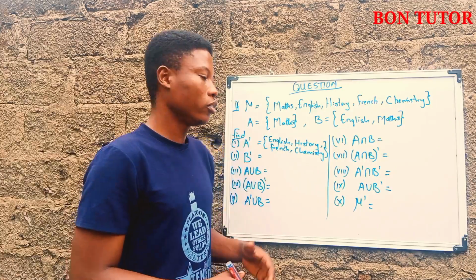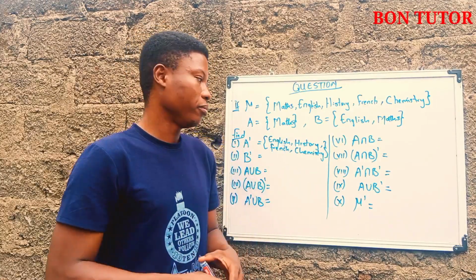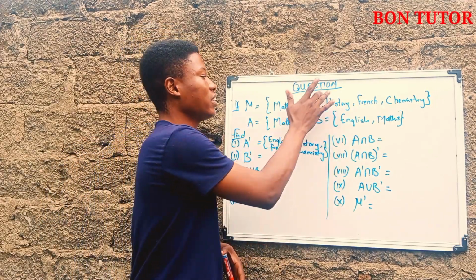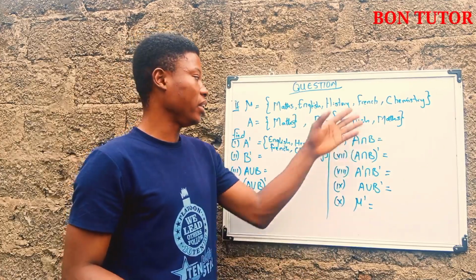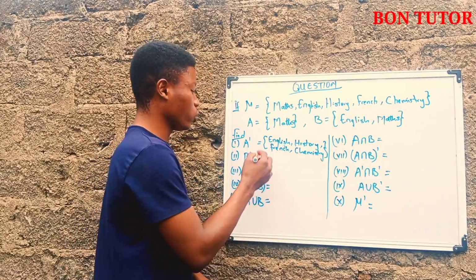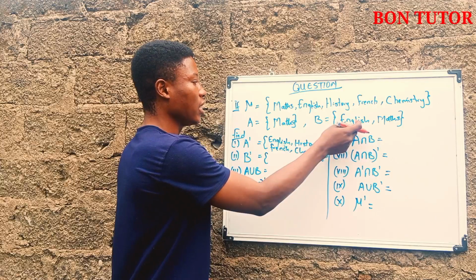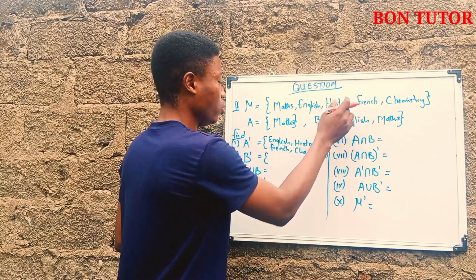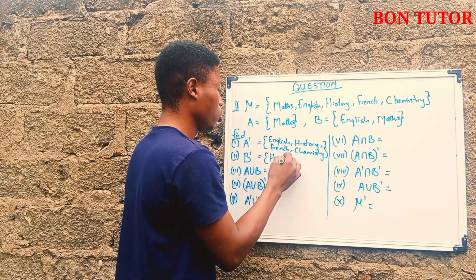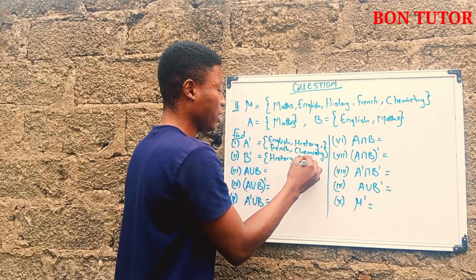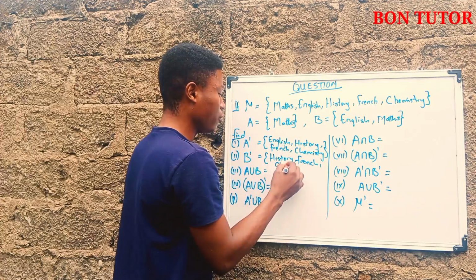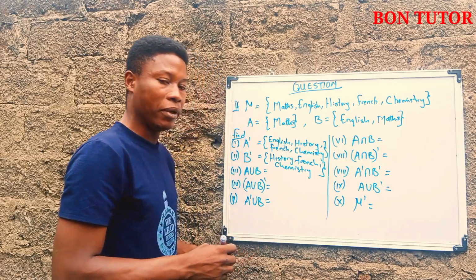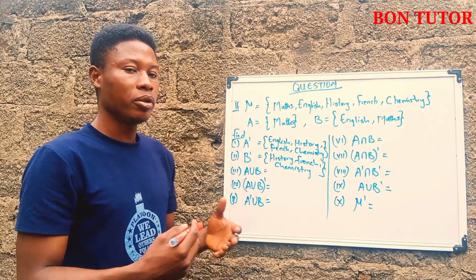Also, the second question is B prime. The B prime are what you have in the universal set, but you do not have in set B. You have English here and you have math. That means English and math will be excluded. Then you have French, and you have chemistry. Those are the elements you have under B prime.